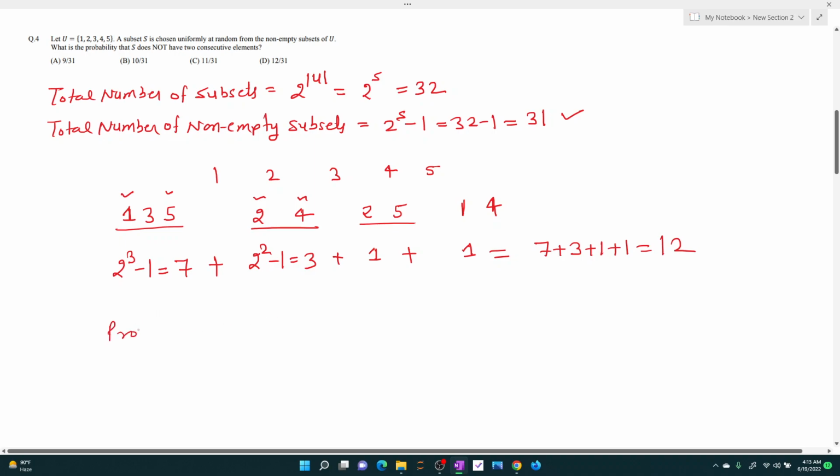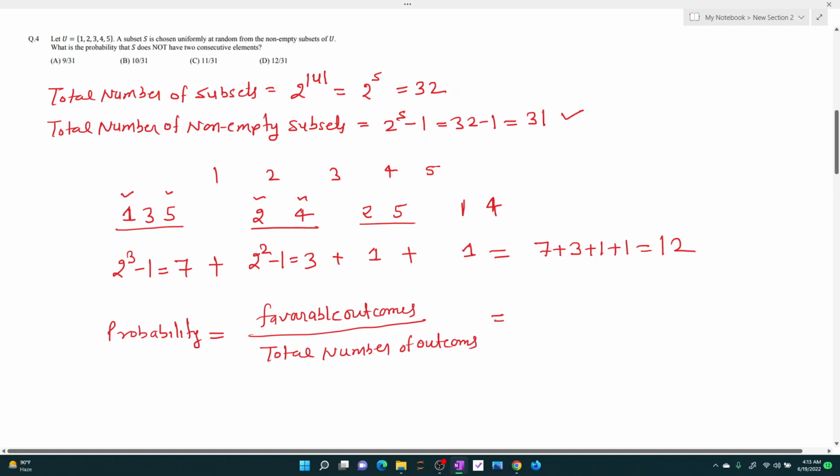So the probability is nothing but the number of favorable outcomes divided by the total number of outcomes, right? So let me write it down here. It is favorable outcomes divided by total number of outcomes. So this is 12 by 31. So I can say that option D is correct here, right? Okay guys, let's move to the next one.